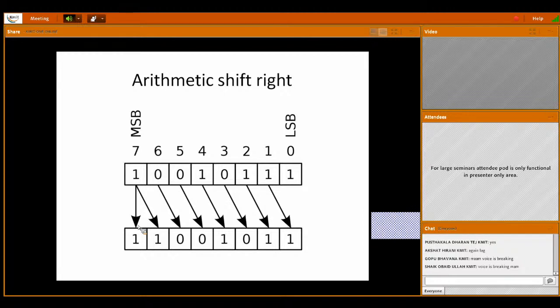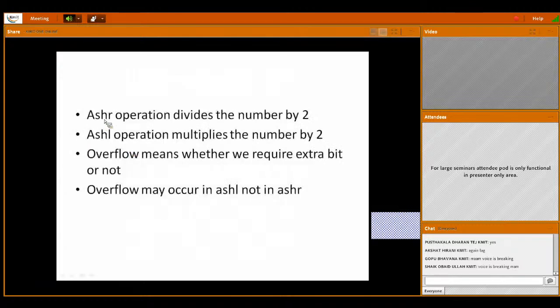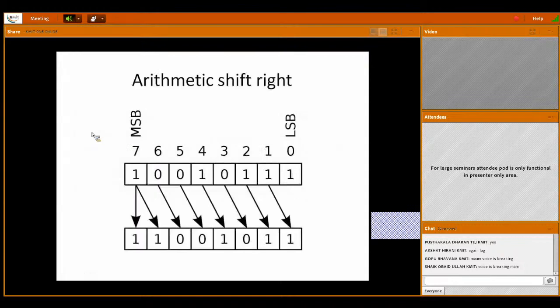Right? These are the 2 points to be remembered in arithmetic shift. Right? Arithmetic shift right is represented with ASHR. What will it do? It divides the number by 2. ASHL, that is arithmetic shift left, will multiply the number by 2. So this sign difference always comes only in arithmetic shift left. Why? Because in arithmetic shift right, no sign difference will come. Why? Because you are simply copying the MSB value.